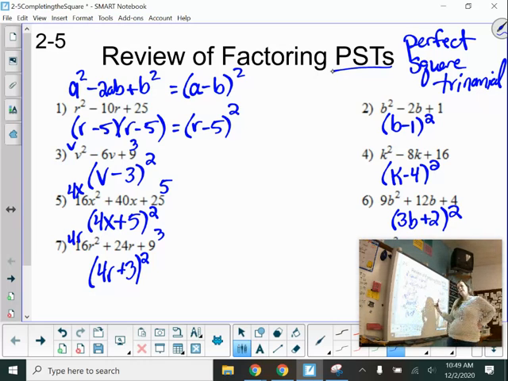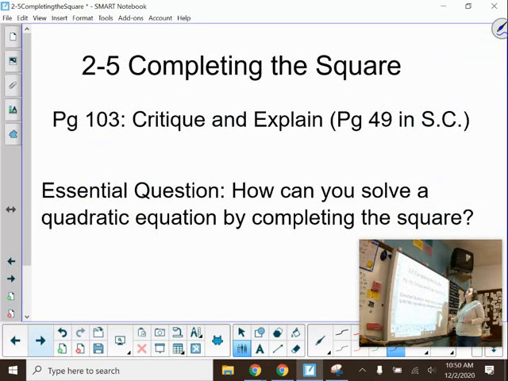We're going to be doing this type of factoring in the completing the square process, which is why I wanted to make sure I went over it. So now we actually have 2-5, completing the square.